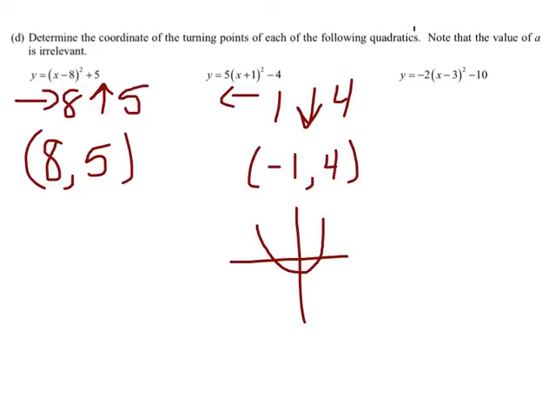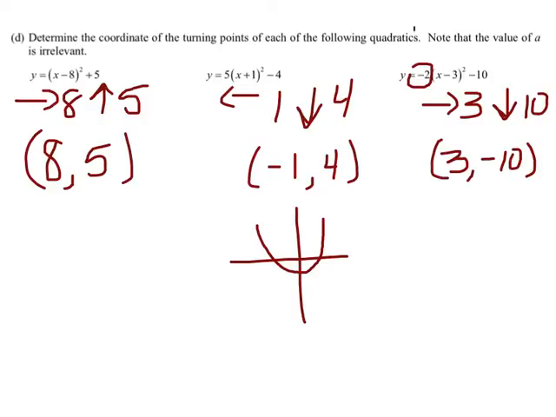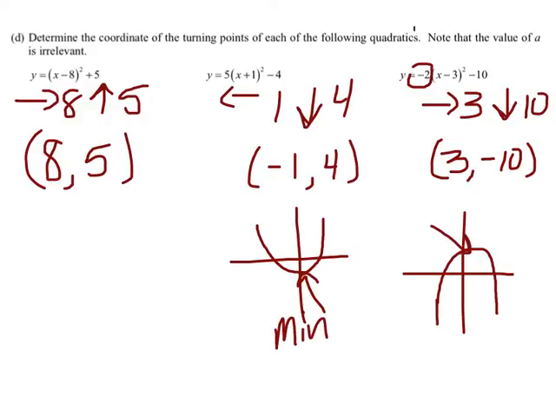The third one has a negative 2. So that means it's going to be a little bit more narrow, okay, and it's going to flip upside down. The negative 3 means I'm going to go right 3, down 10. So right 3, down 10. So it's going to be a positive 3, negative 10 for my vertex. And don't forget, because it's upside down, because of that negative out front of the coefficient, if I drew my x and y axes, it definitely would look like that. So therefore it would be a max. Don't forget my vocabulary words: this vertex is a minimum, this vertex is a maximum.